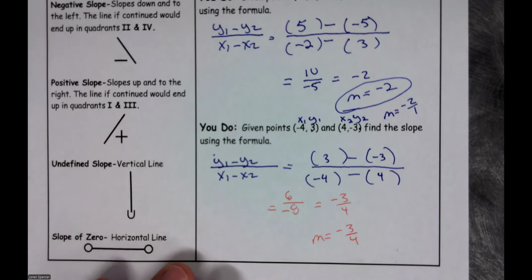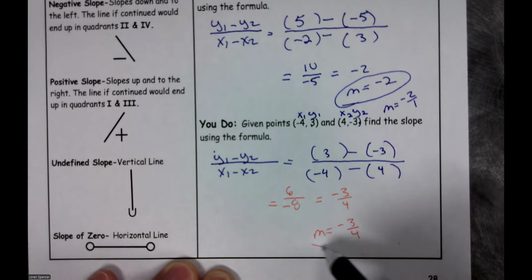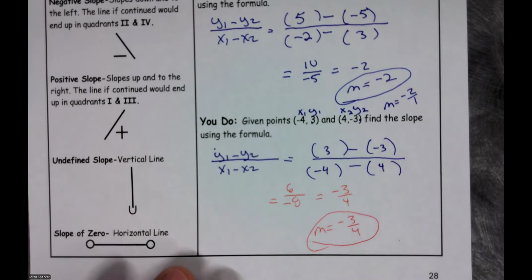So here we go. 3 minus a -3 gave me 6. -4 minus 4 gave me -8. And when I reduced that, I ended up getting -3/4. So my slope is -3/4.